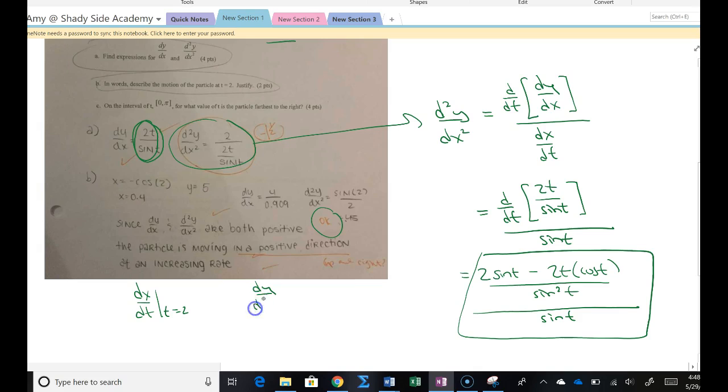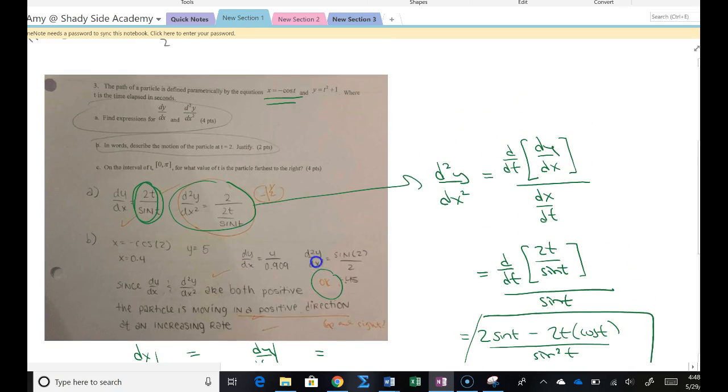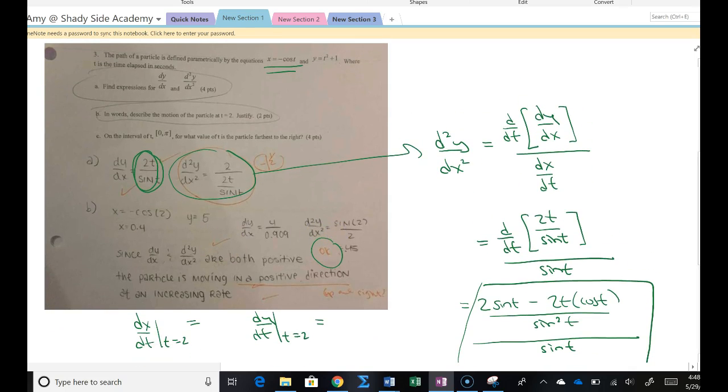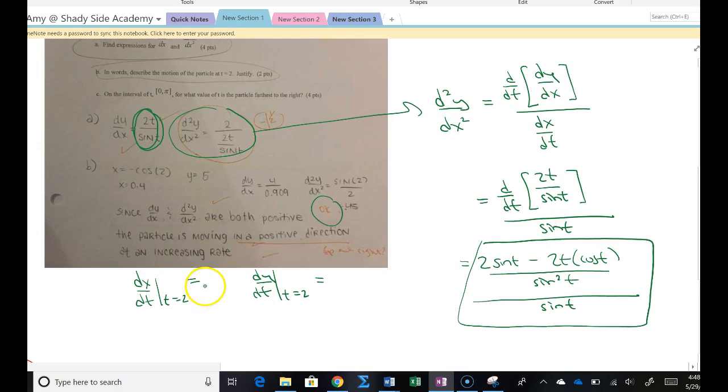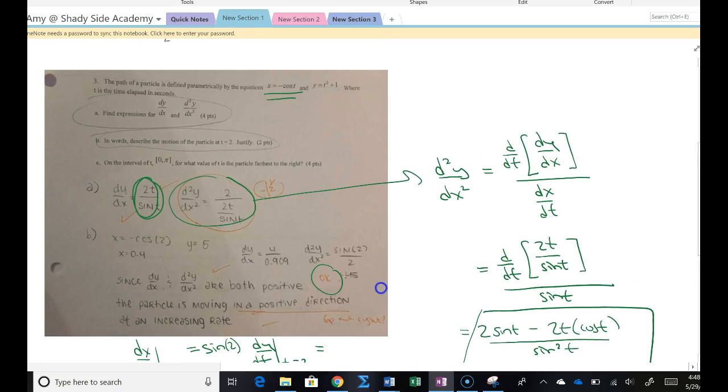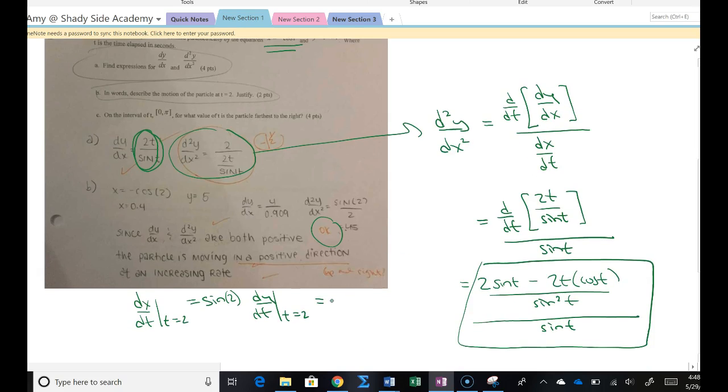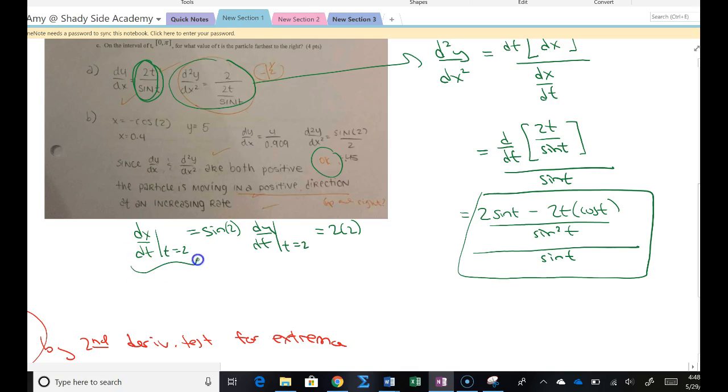And dy/dt at t equals 2, you will find that dx/dt at t equals 2 is going to be sine t, right? So dx/dt equals sine 2, and dy/dt is going to be 2t, or 2 times 2 is 4. Notice here that dx/dt at t equals 2 equals sine 2. This is a positive number. 2 radians is in quadrant 2, where sine is positive. And dy/dt at time t equals 2 is also positive.